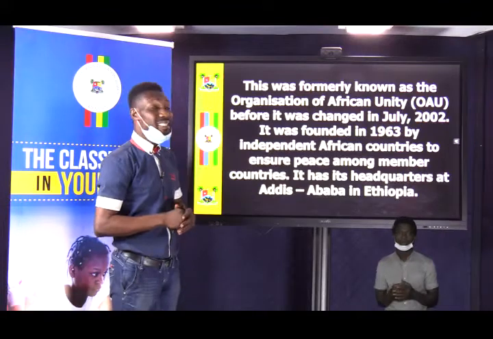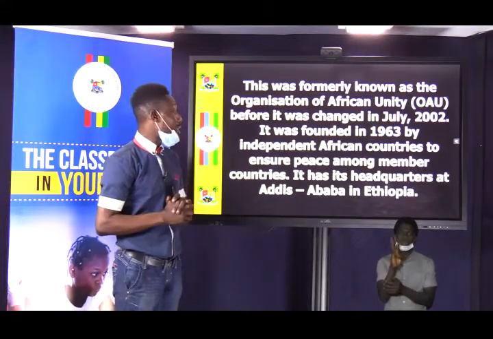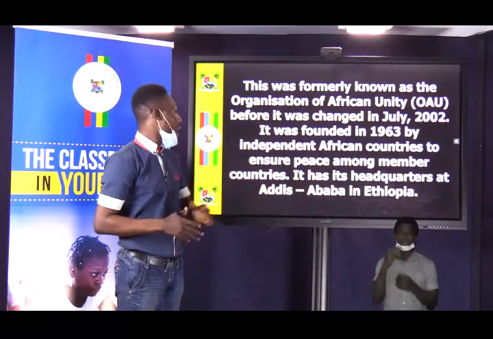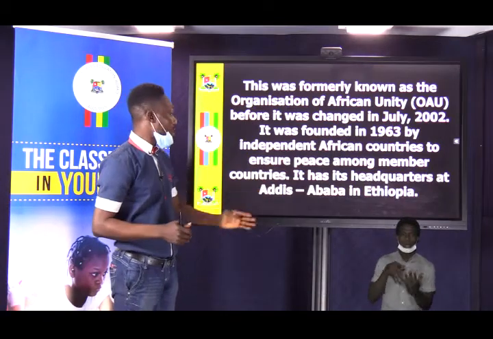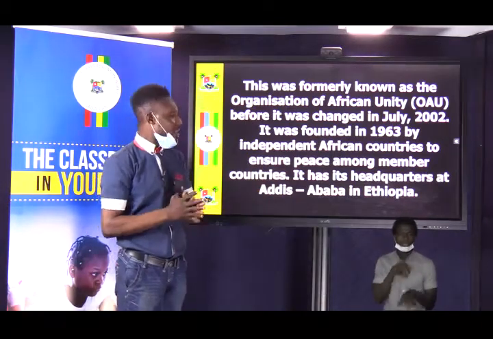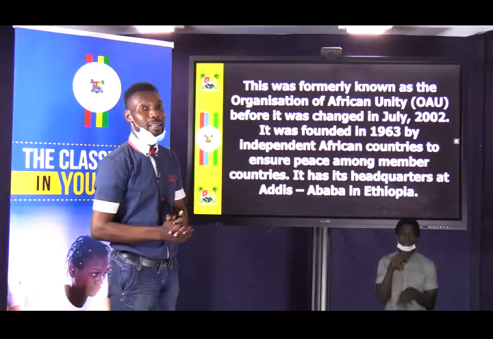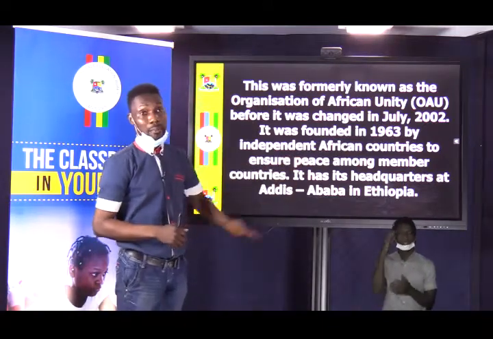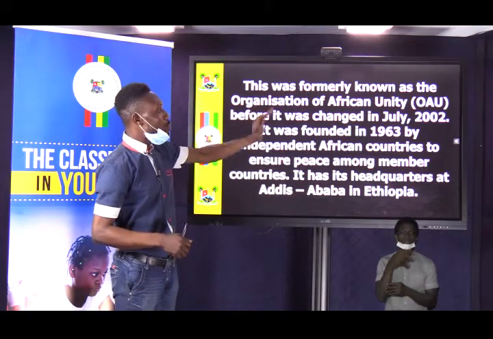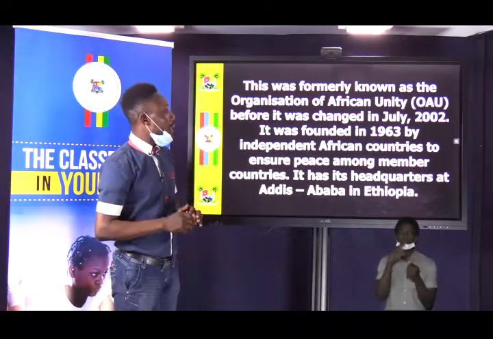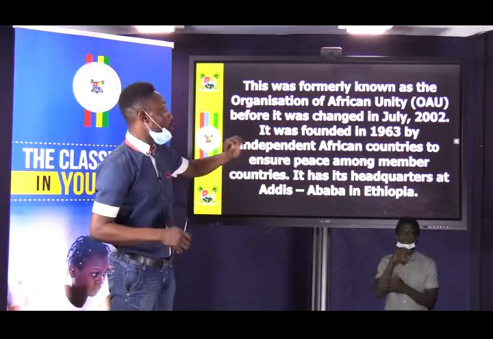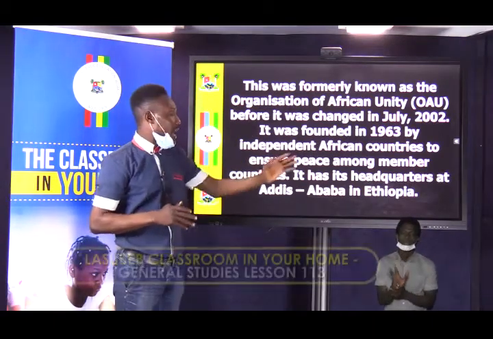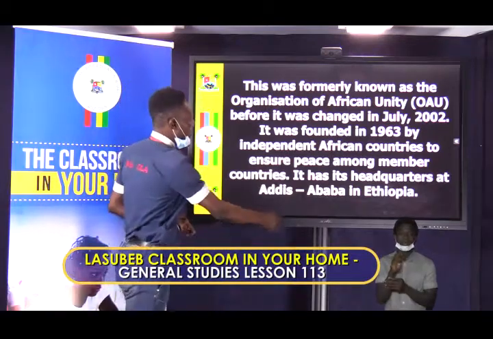It was founded in 1963. That means OAU was founded in 1963 by independent African countries. And what's the purpose? To ensure peace among member countries. It has its headquarters at Addis Ababa. Say Addis Ababa, three times. Good. In Ethiopia. That's AU, African Union. What I want you to take home is that it was changed in July 2002 to AU, OAU was founded in 1963, and its headquarters is at Addis Ababa in Ethiopia.